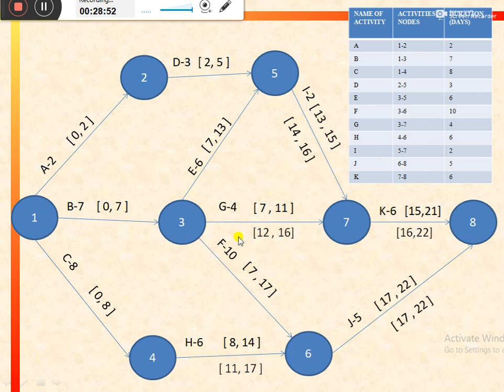Now we would come to activity F. So for activity F, the following activity is J, and for activity J, the latest start is 17. So it would be the latest finish for activity F.